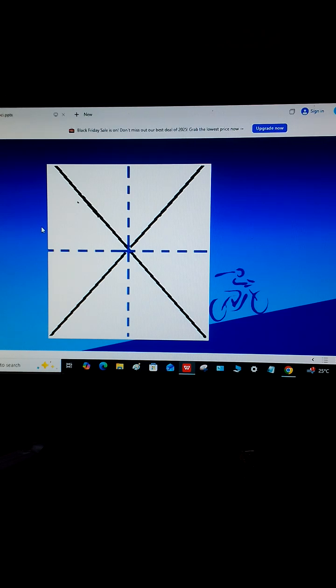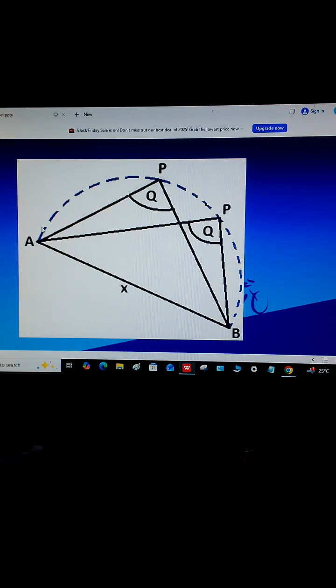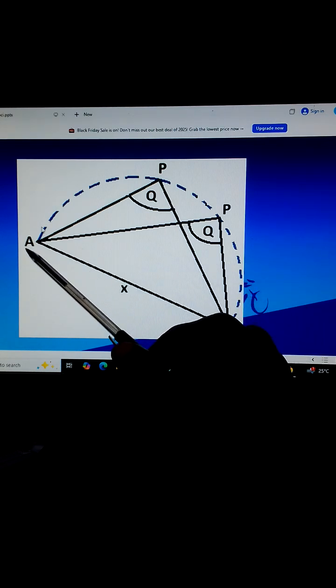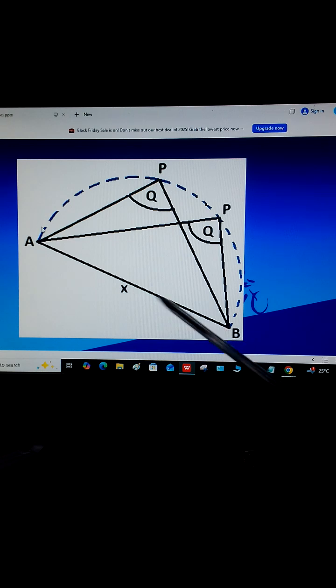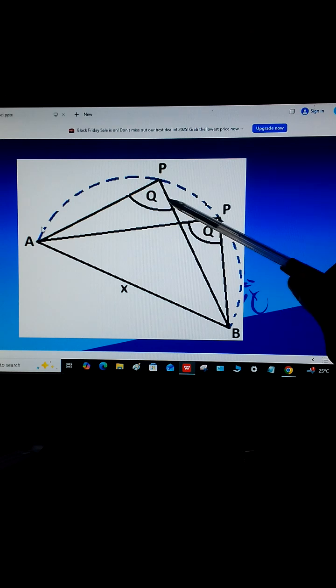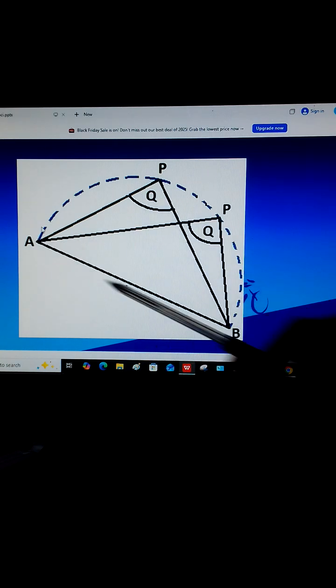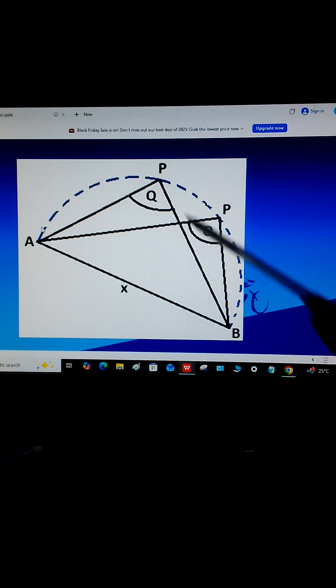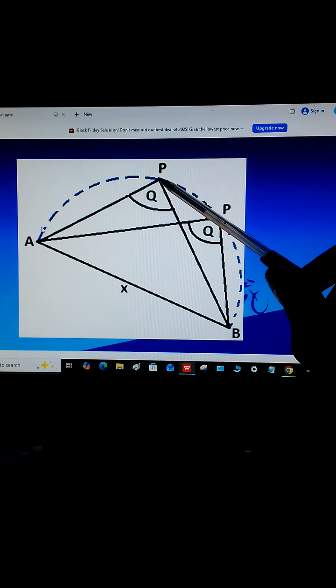The fifth case, the locus of point P. When you have two points, A and B, and A and B is x centimeters apart, and then you have point P, you make an angle which is APB equal to Q using the two points A and B. Now, where will P be located? That's the locus of P.